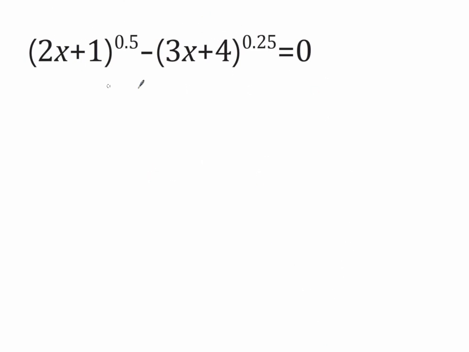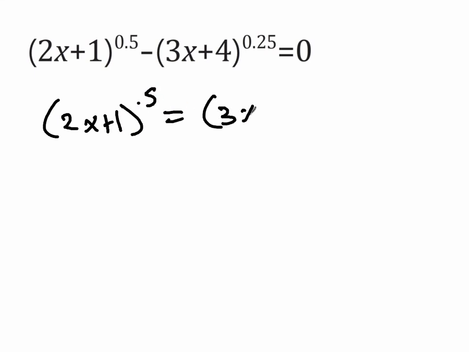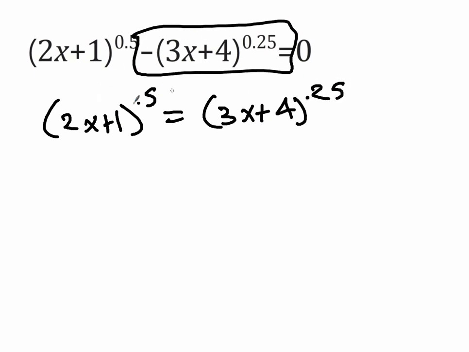So what I want to do is solve this. I want to get a radicand by itself. So I get (2x plus 1) to the 0.5 is equal to, I'm moving this entire term to the other side of the equation. So I moved this entire term to the other side by adding it to both sides. Now I say these two expressions are equal. All right, so what's the next step?